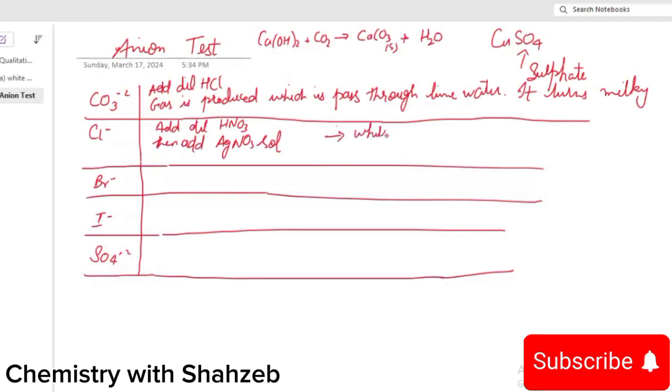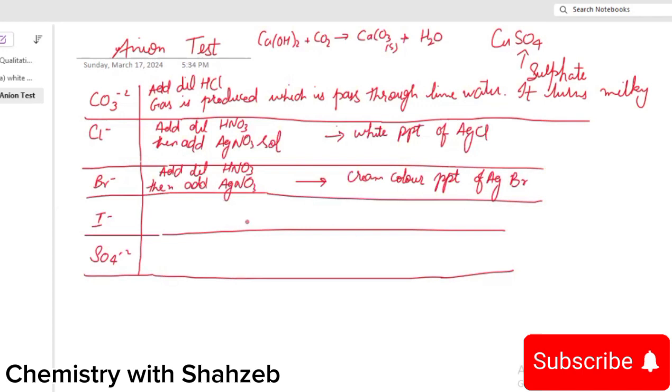White precipitates of silver chloride are formed. For bromide, add dilute nitric acid, then add silver nitrate in the same way. So what happens? Cream-colored precipitates of silver bromide would be formed.